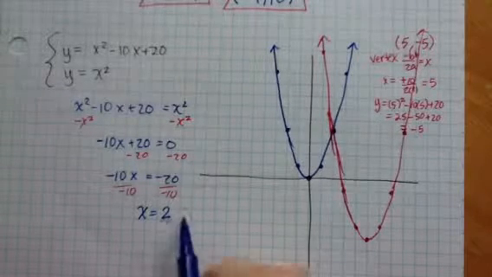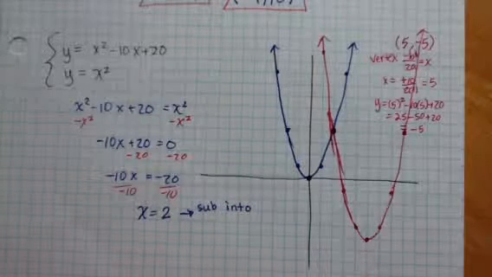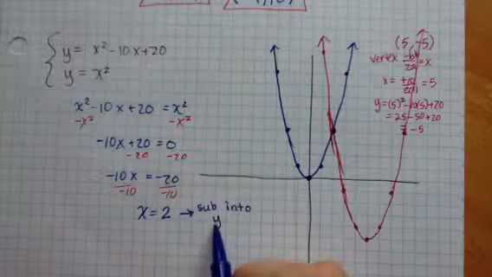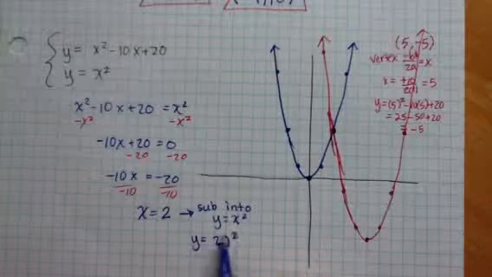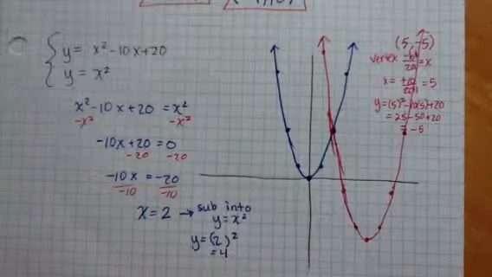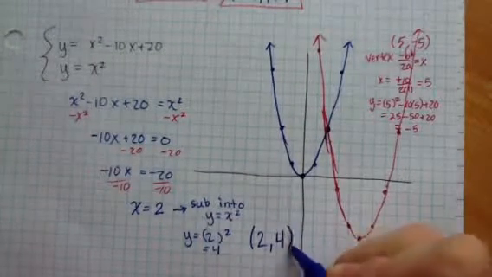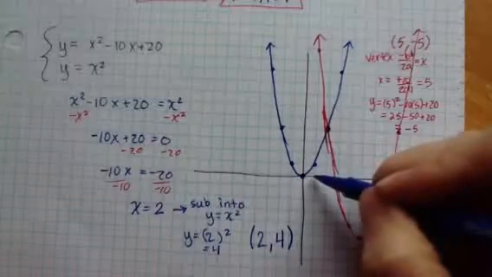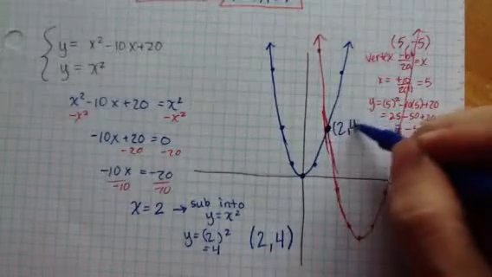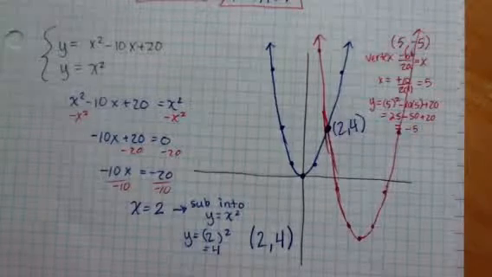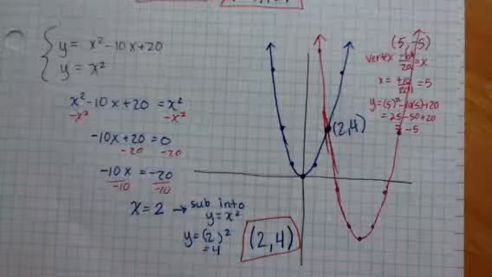To get the y value, I'm going to sub that into one of my two equations. I'm going to pick y equals x squared because that definitely looks easier. So y is going to be 2 squared, which is 4. That tells me my solution is 2 for the x value, 4 for the y value, which is right here at 2, 4 on my graph. So I will box that and call it good.